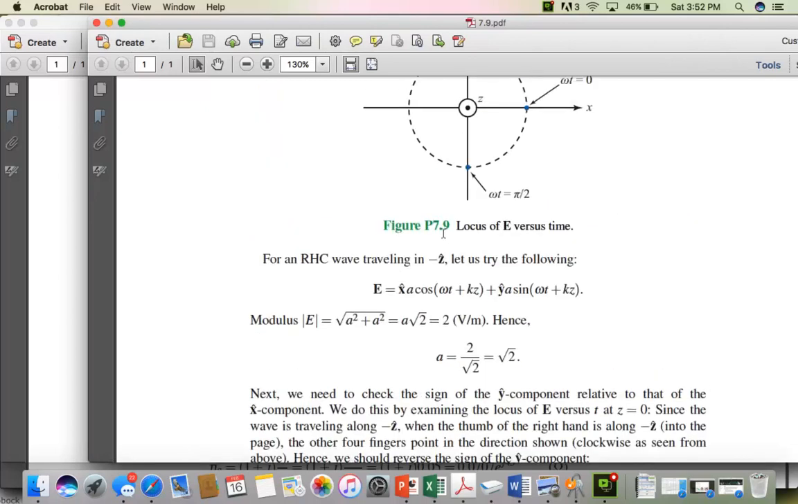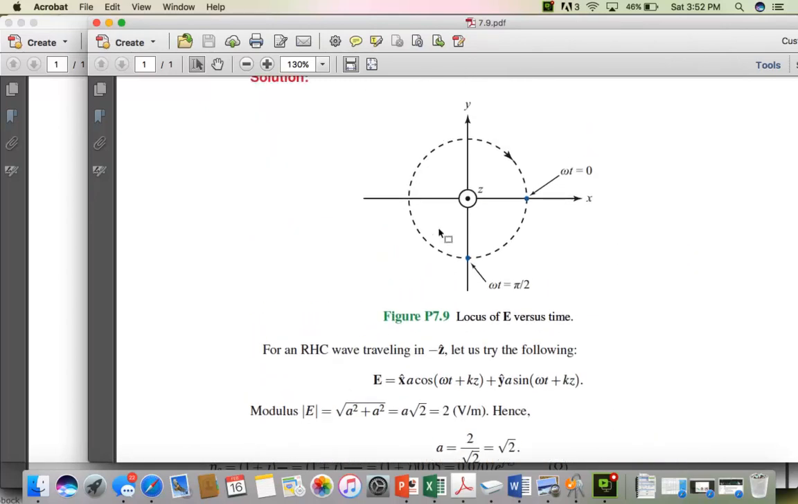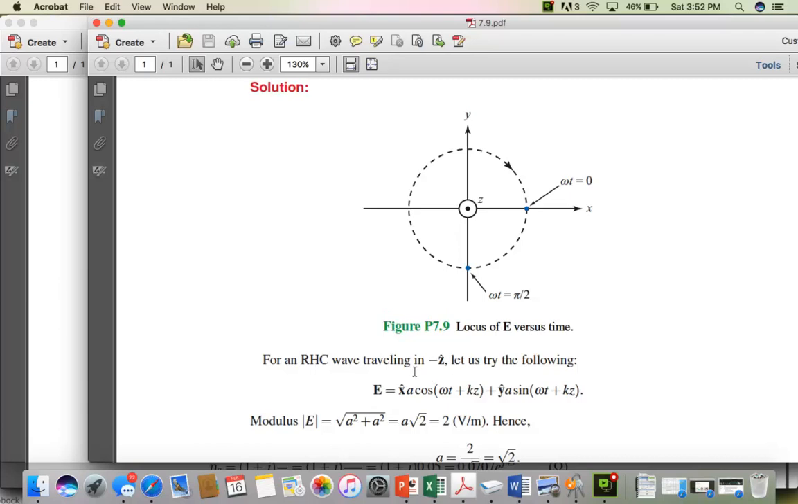So here's problem number 9. And you can see that it's almost exactly the same problem, except the wave is traveling in a different direction. So that's really the only difference here. So what should happen when the modulus is calculated is this first term should be a squared cosine squared (omega t plus kz). And the second term should be a squared sine squared (omega t plus kz).